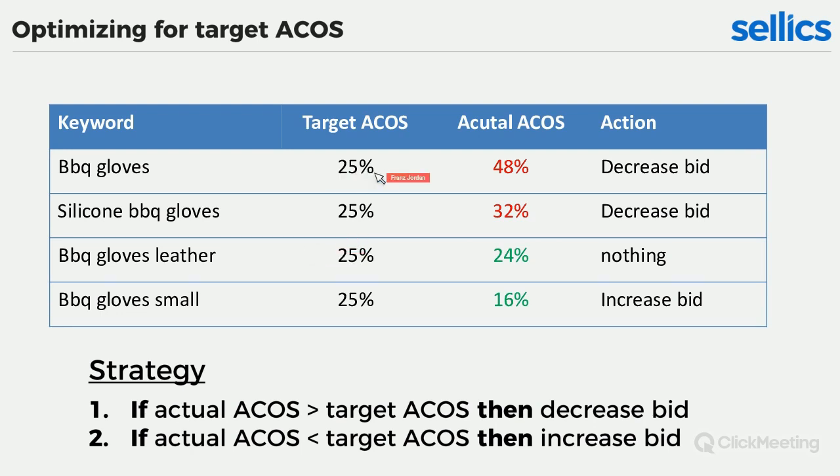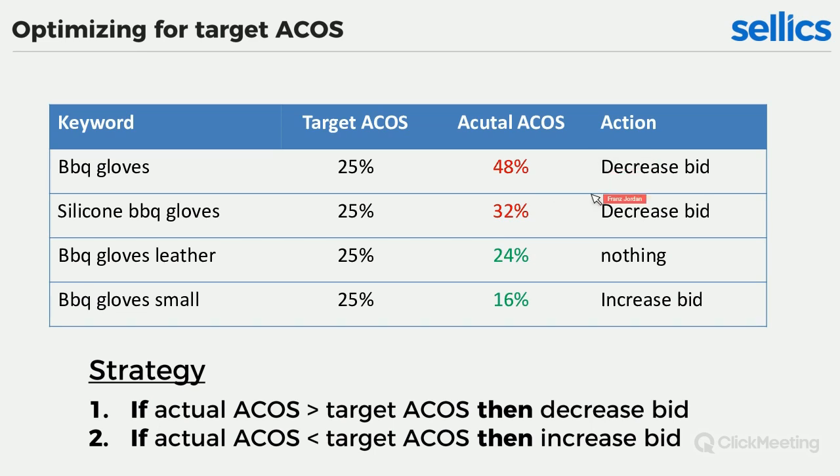So all keywords in this one ad group will have the same target ACOS. In this example, the target ACOS is 25%. Now, out of those 4 keywords, there will be some keywords where the actual ACOS is higher than your target ACOS. So here in this case, barbecue gloves has an ACOS of 48%, where you're aiming for 25%, and silicone barbecue gloves also has an ACOS of 32%, while the target ACOS is 25%. So you have those 2 keywords where the actual ACOS is higher than the target ACOS that you're aiming for.